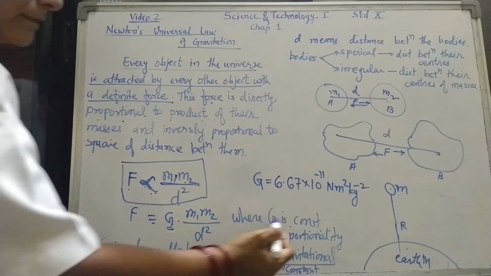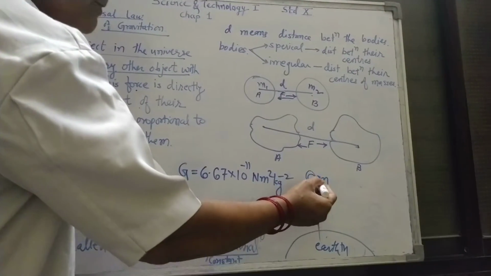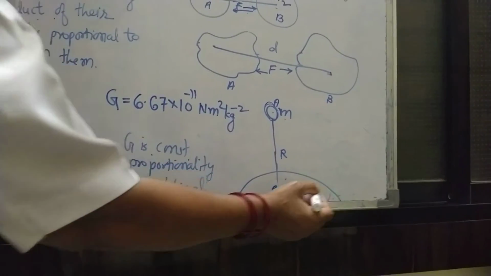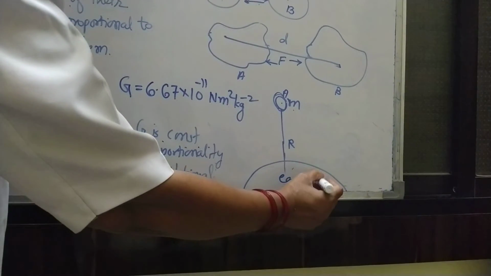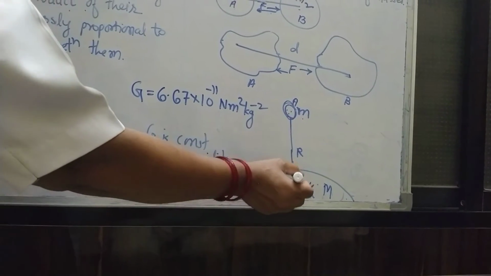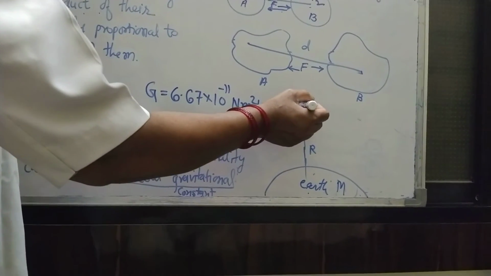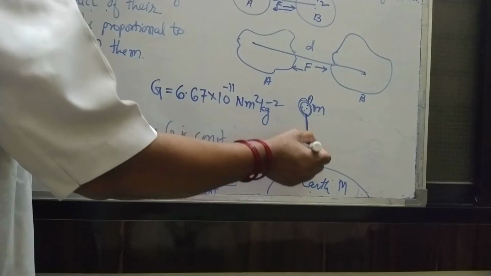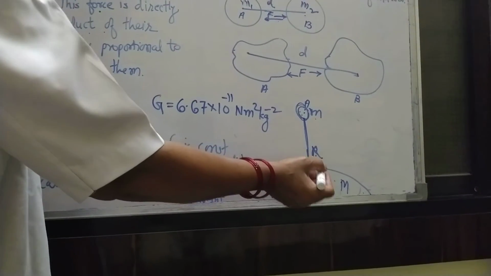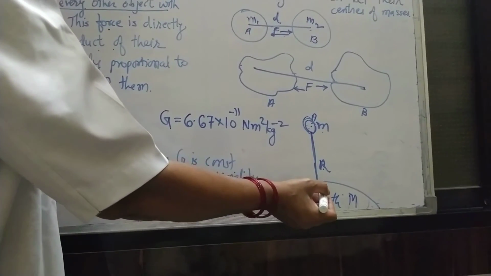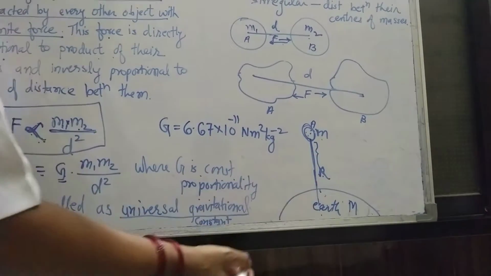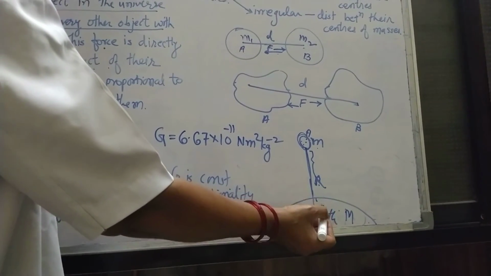Now if we consider one object as object A, having mass m, and the second object is the earth, which has the mass capital M. Consider the distance between these two objects, the earth and the object of mass m, to be r. Now r is nothing but the radius of the earth, because you know that the radius of the earth is so huge that this distance is negligible compared to it.